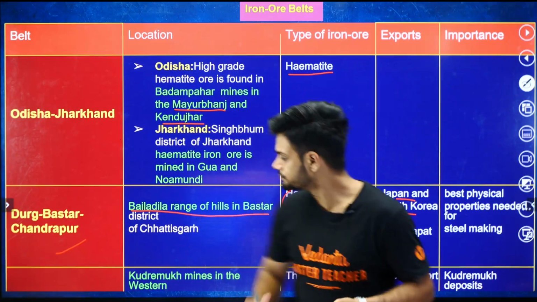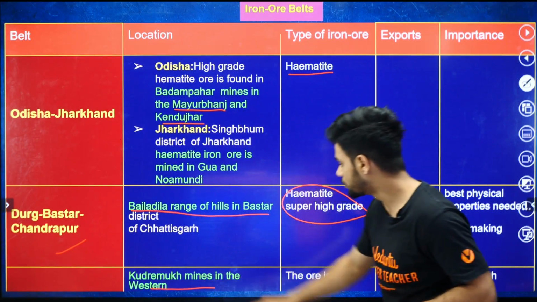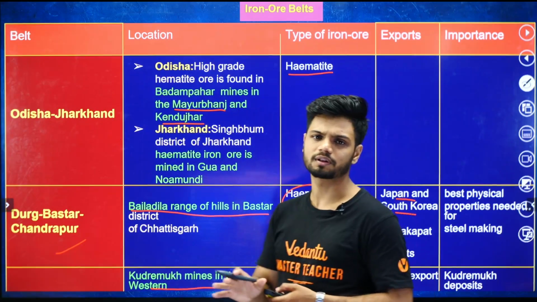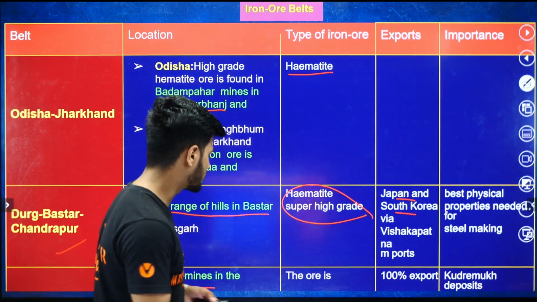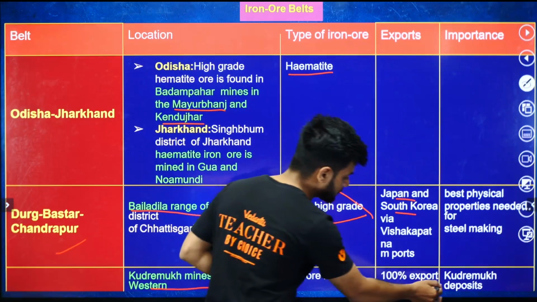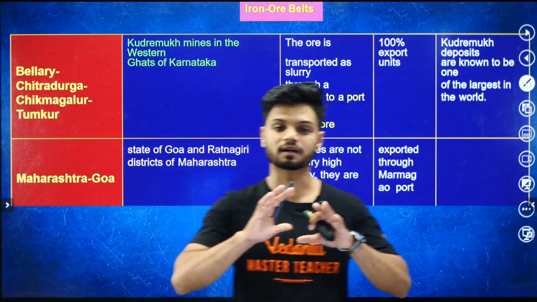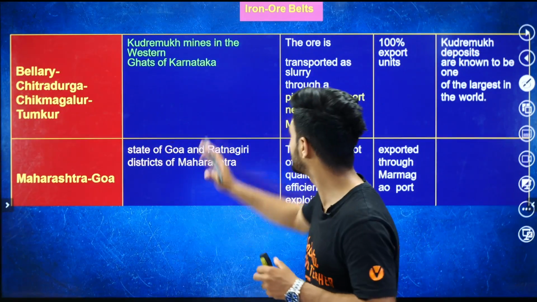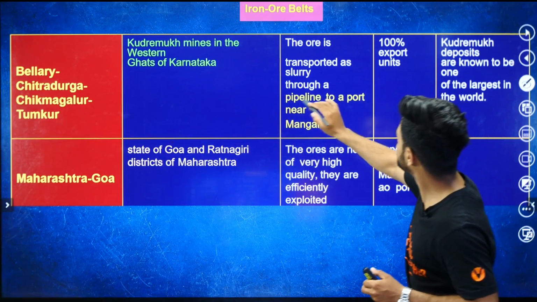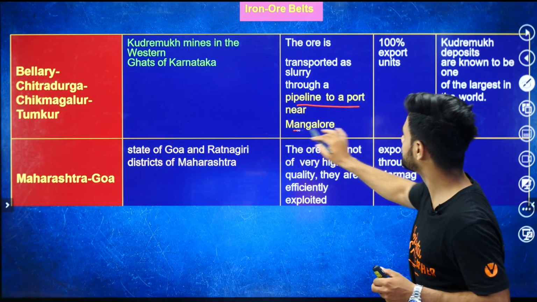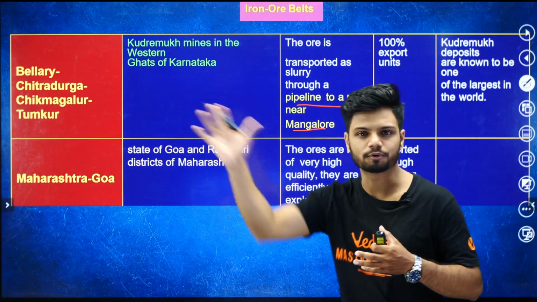Then we have Kudremukh. Kudremukh mines of the Western Ghats are found in Karnataka. The ore here is completely, 100% exported. That is the Kudremukh deposits here. Complete 100% exportation is happening. It goes by pipeline to the port near Mangalore. That is Mangalore port, where exportation is happening.